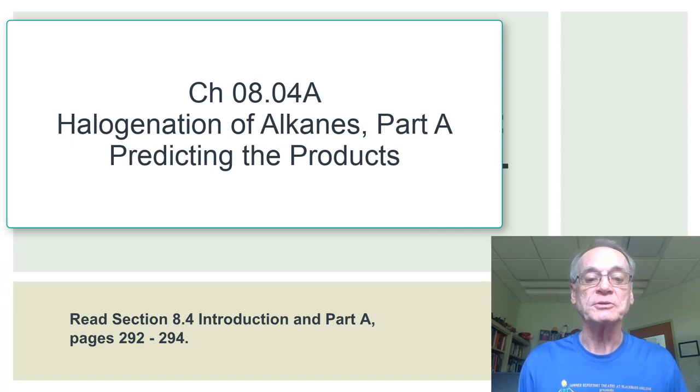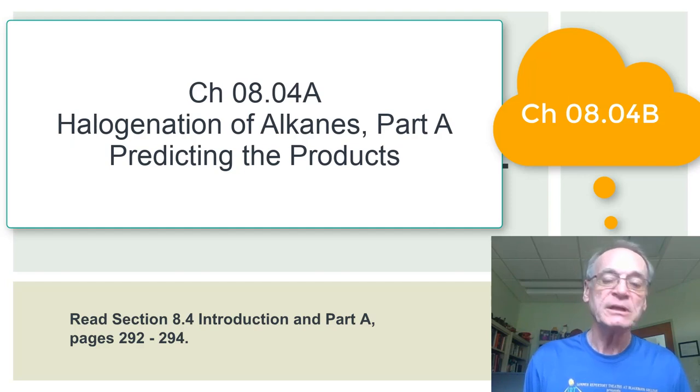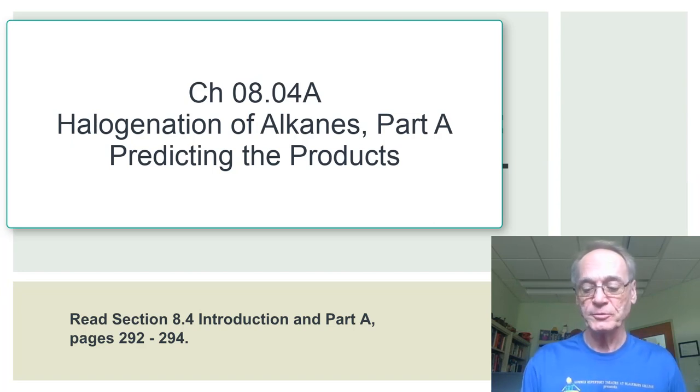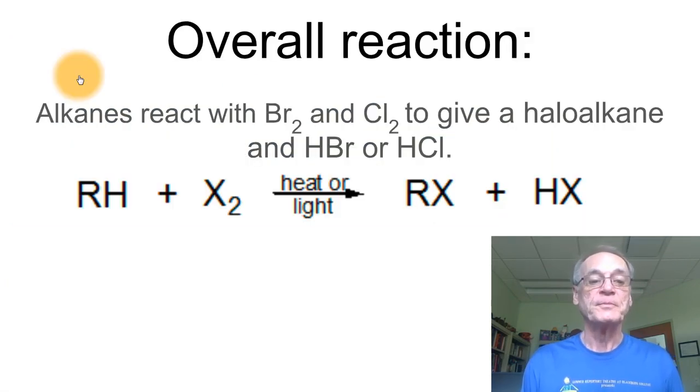So the first part is predicting products, and then in the second part, which will be CH07.04b, we will talk about the mechanism of the reaction. But first we need to learn the reaction and learn how to predict the products of the reaction. So please read section 8.4, just the introductory part, and part A, that's on pages 292 to 294 in your textbook. So here's the overall reaction.